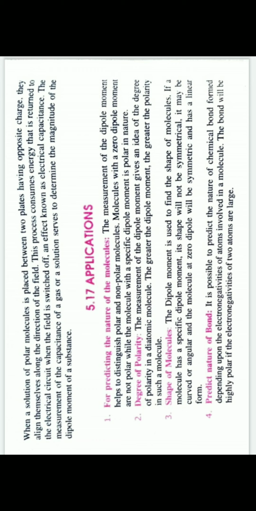Now, shape of molecules. The dipole moment is used to find out the shape of a molecule having a specific dipole moment. Next is predicting the nature of bond. Here there is a possibility to predict the nature of the chemical bond between the electronegative atoms involved in the molecule, and the bond is highly polar if the electronegative atoms are larger. So these are the applications of dipole moment.